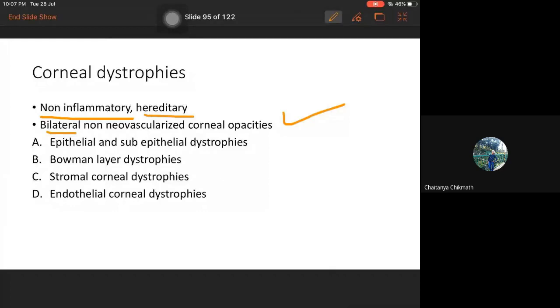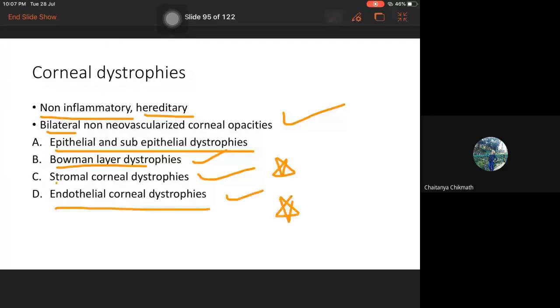So based on this, how do we classify the corneal dystrophies? Corneal dystrophies can be divided by anatomy. One is epithelial or subepithelial dystrophies, then Bowman's layer dystrophies, then stromal dystrophies, which is very important and most commonly occurring, and you have endothelial corneal dystrophy. This is also very important. Okay.